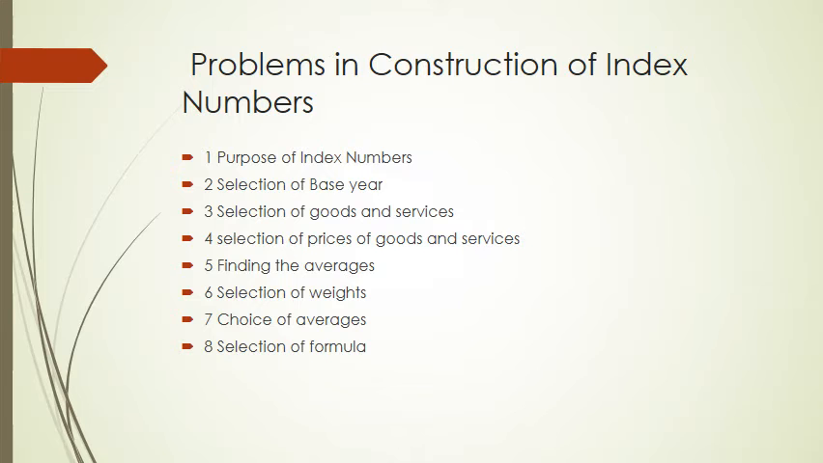Second is selection of base year. Selection of base year is very important issue in the construction of index number. Base year is the reference year. It is the year with which prices of current year are compared. As far as possible, the base year should be a normal year. That is, it should be one without much ups and downs. Otherwise, the index values would fail to capture the real changes in the variable.